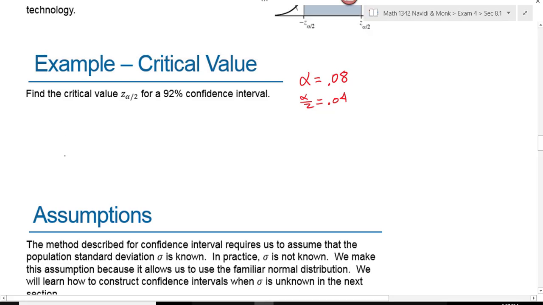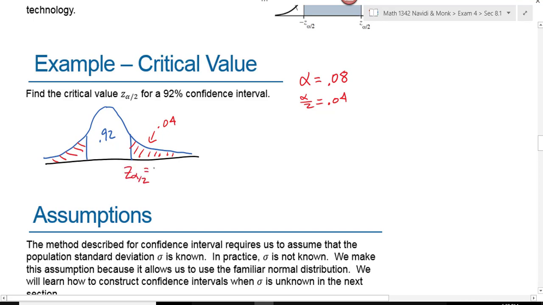The way I would look at this in a picture is I would draw a normal curve. The area in the middle has got to be 92%. And then that 8% that's left over is split evenly over these two tails. So this area right here is 0.04. That's alpha divided by 2. My critical value I find by using inverse norm, 1 minus 0.04, 0 and 1. That's 1 minus alpha over 2. The mean is 0. The standard deviation is 1.